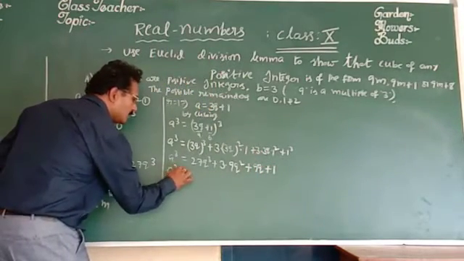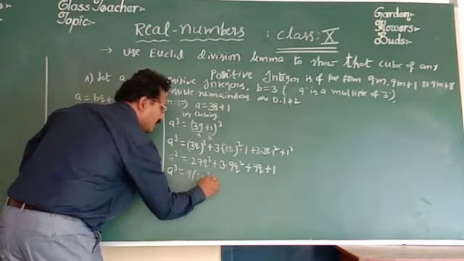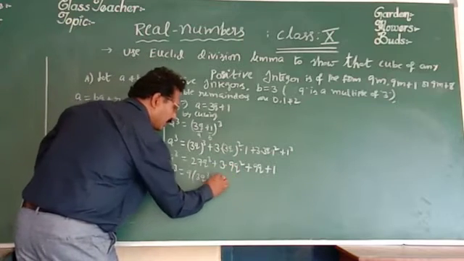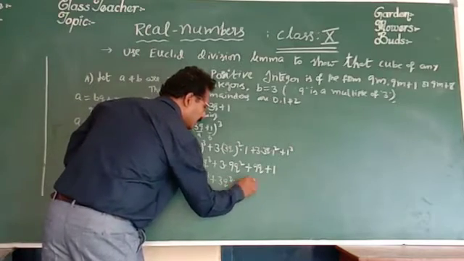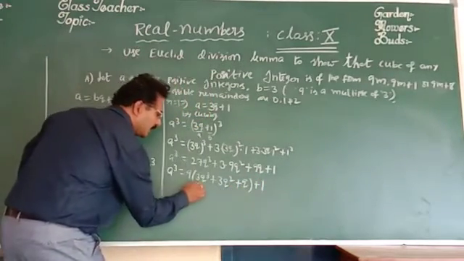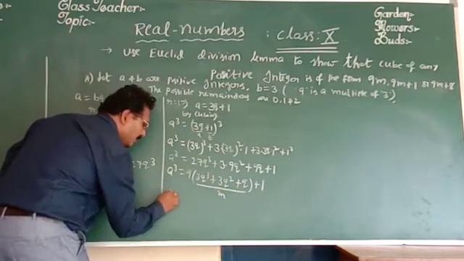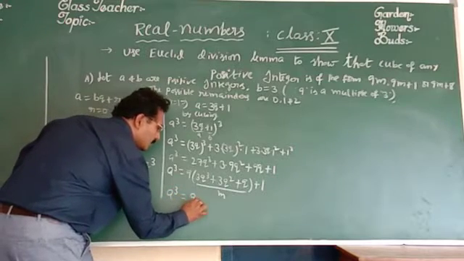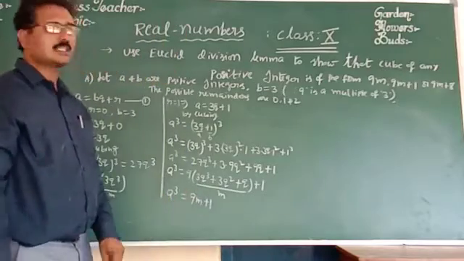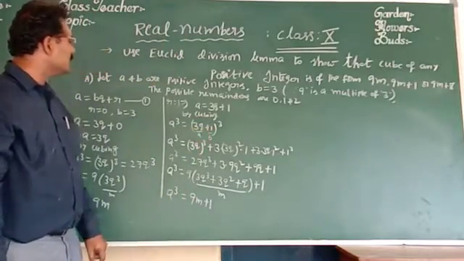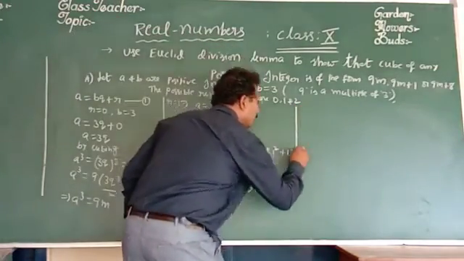Now a cube is equal to, if you take 9 common, it becomes 9 into 3q cube plus 3q square plus q, plus 1. Let 3q cube plus 3q square plus q be m. Therefore it becomes a cube is equal to 9m plus 1. By taking the remainder r is equal to 1, a cube is 9m plus 1.